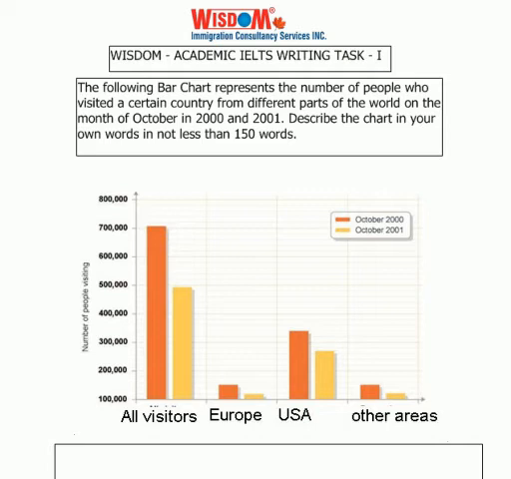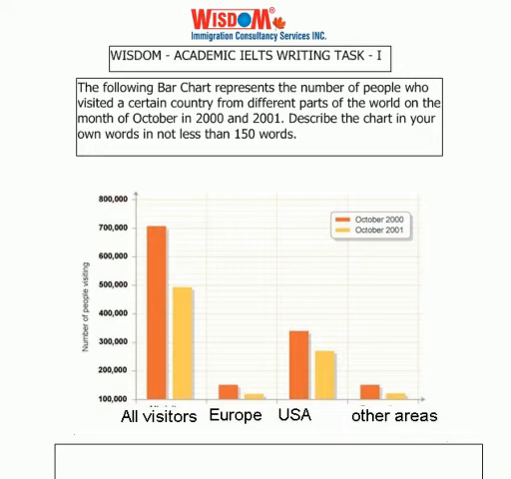So our first thing should be to study the graph before we start writing, so that we can structure our writing task. I'm going to read the question to you and make sure that you understand the graph. The following bar graph chart represents the number of people who visited a certain country from different parts of the world in the month of October 2000 and 2001. We have to describe the chart in our own words in not less than 150 words.